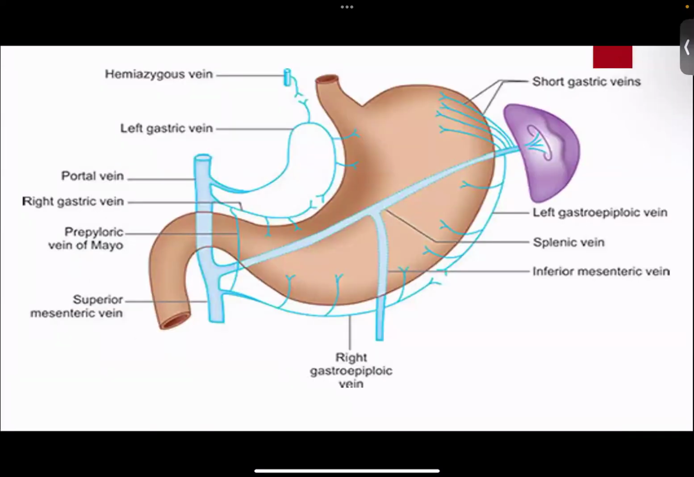This is the venous drainage of the stomach. At the area of the lesser curve, we have the left gastric vein and the right gastric vein draining directly into the portal vein. We have here the short gastric veins and the left gastroepiploic vein draining into the splenic vein, and from the splenic, which continues to form the portal vein with the superior mesenteric vein, and the right gastroepiploic vein, which drains into the superior mesenteric vein.